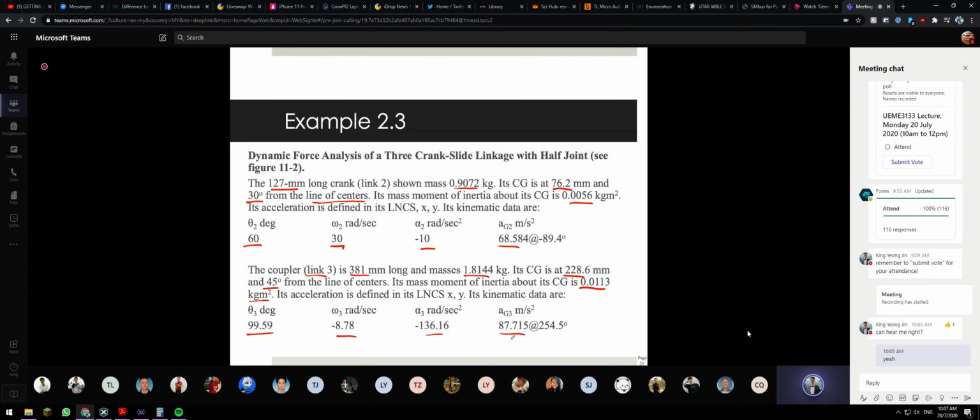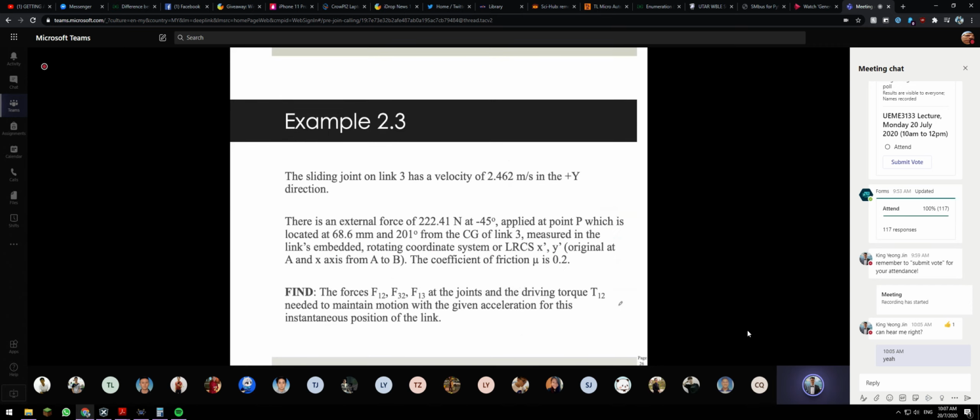Right? So as I mentioned, theta 3 and theta 4 are from position analysis. Then omega 2, omega 3, omega 4 are from the velocity analysis. And then we have alpha 3, all the accelerations, which are from acceleration analysis. Right? So it gives us the slider velocity.